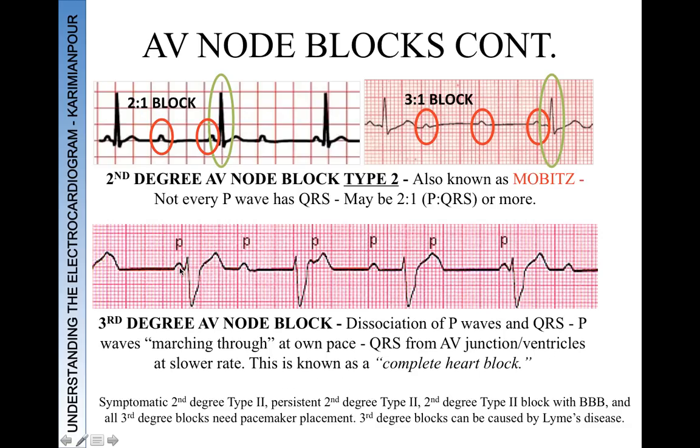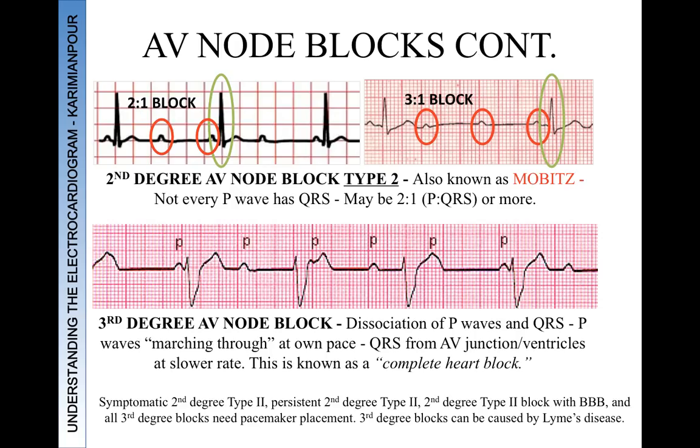And so you can see a P wave here right before a QRS. This one here is after the T wave. There's a P wave here falling within the ST segment. Sometimes you'll see a P wave within the QRS. And this is a complete heart block.